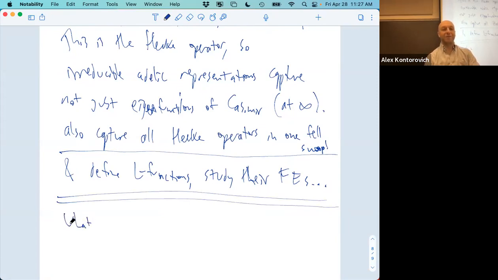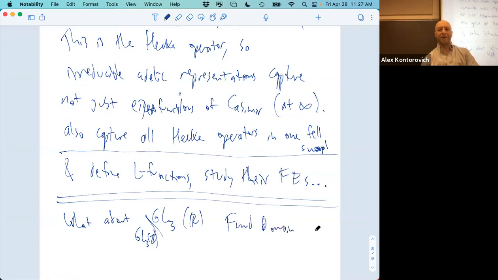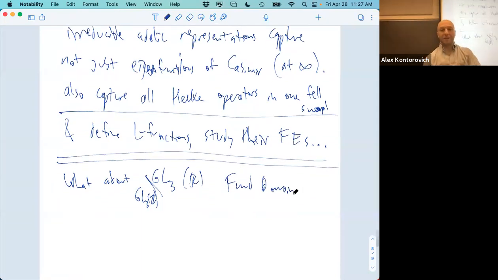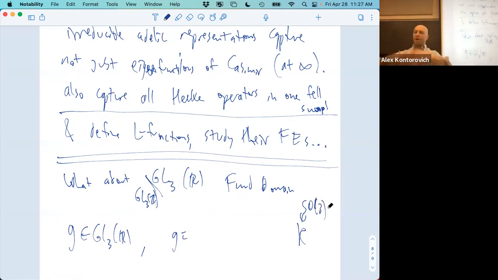What about, let's go back to the real setting. What about GL3R mod GL3Z? We can work out fundamental domains. The fundamental domain is not too hard to work out, in terms of Iwasawa coordinates. So you can write g in GL3R as some k in SO3, a 3x3 matrix that preserves the quadratic form x squared plus y squared plus z squared. You then can write NAK.